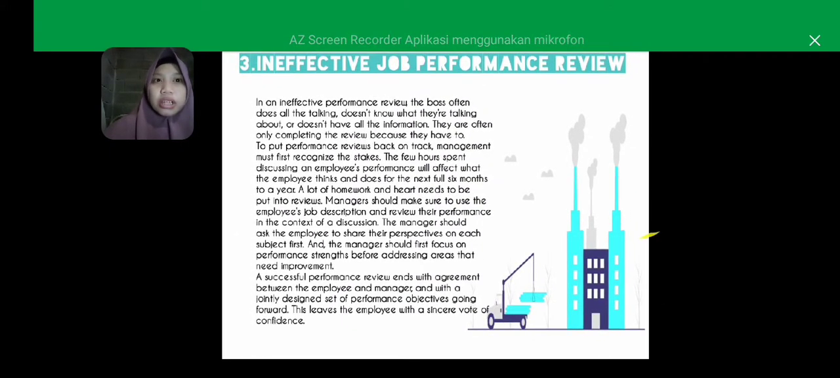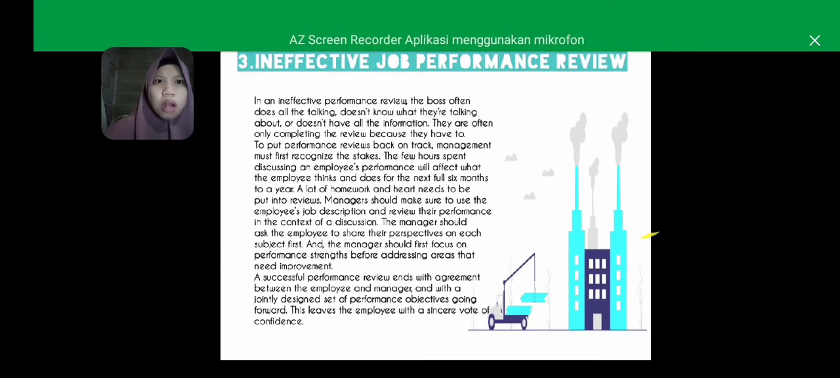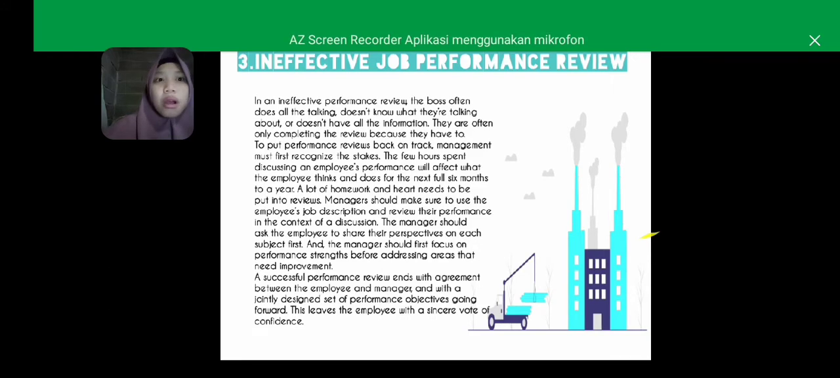Third, ineffective job performance review. In an ineffective performance review, the boss often does all the talking, doesn't know what they're talking about, or doesn't have all the information. They're often only completing the review because they have to. To put performance reviews back on track, management must first recognize the stakes. The few hours spent discussing an employee's performance will affect what the employee thinks and does for the next six months to a year. A lot of homework and heart needs to be put into reviews.